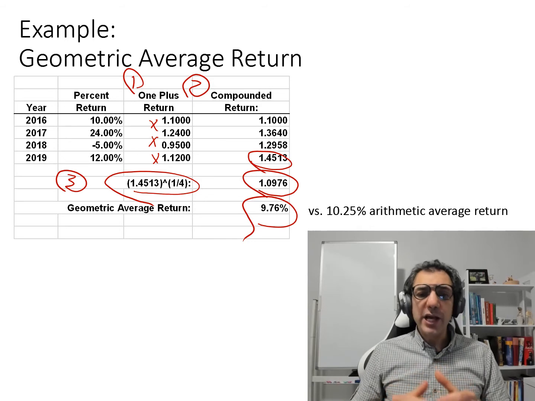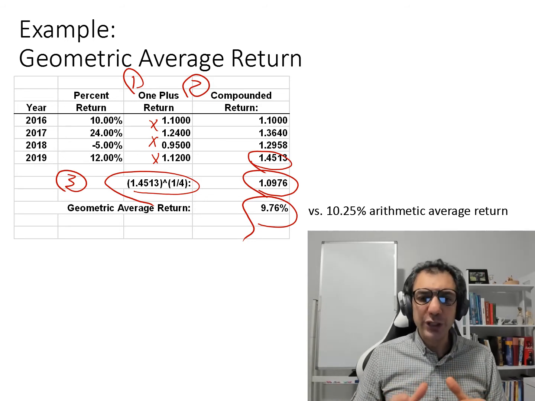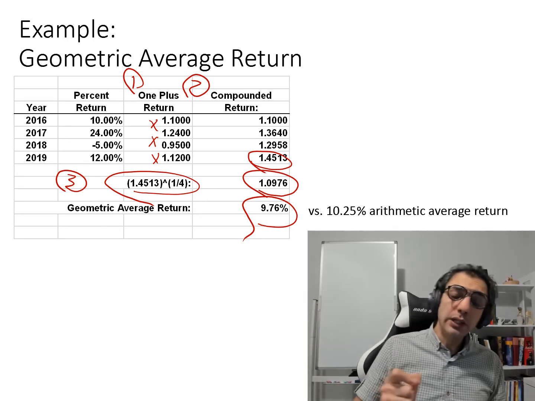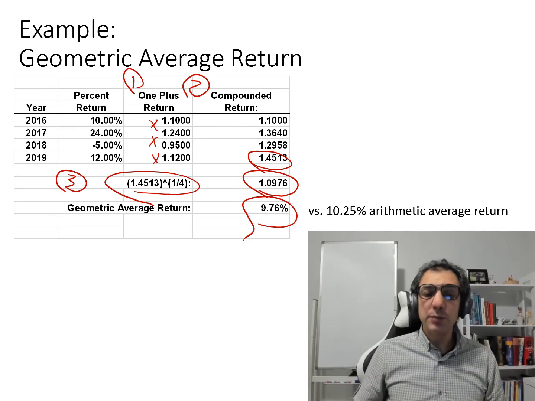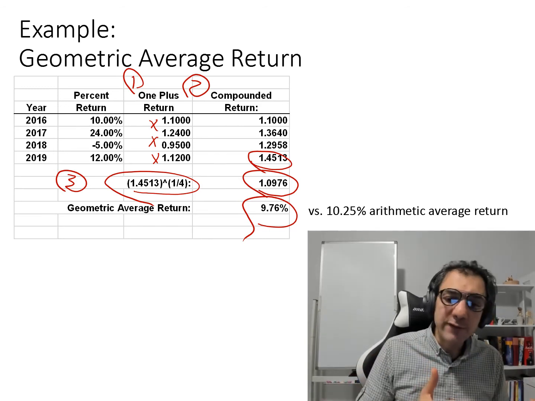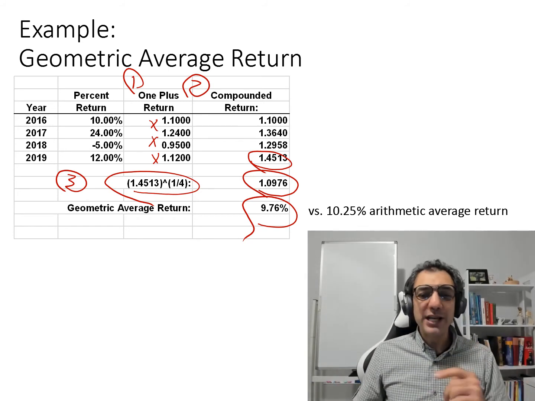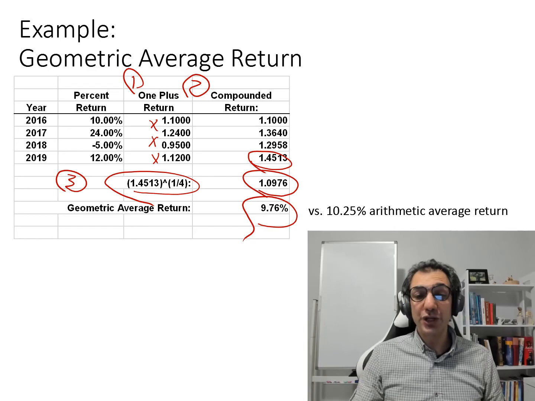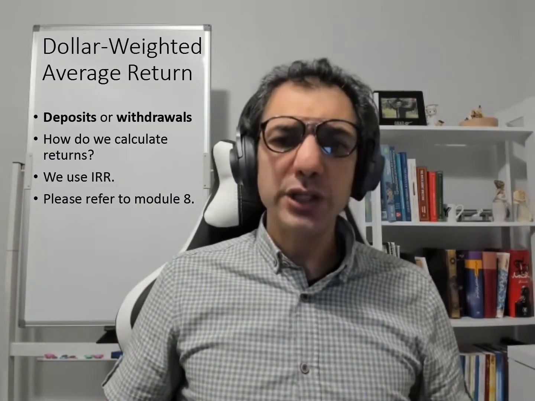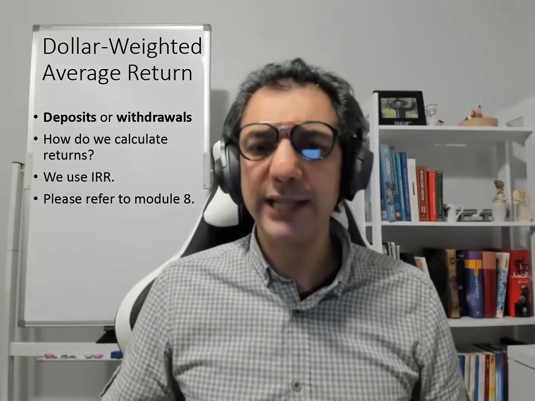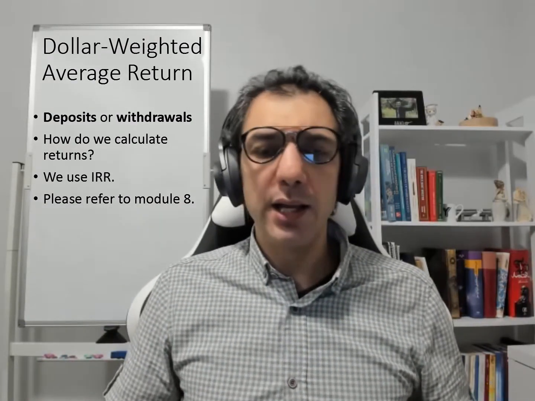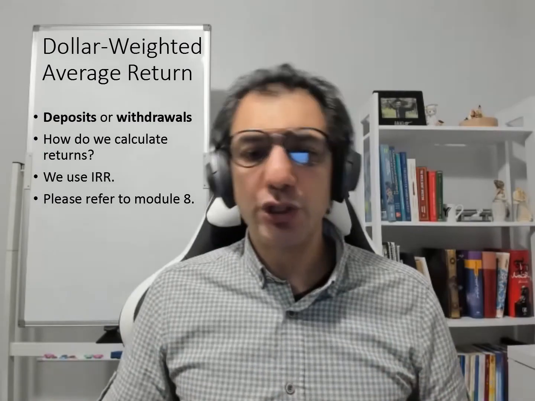However, what if you're talking about several periods? Not only do you start with some initial investment, but you might end up adding to your investment, or withdrawing from it. In this case, you cannot use geometric or arithmetic return. As I mentioned, when using the arithmetic and geometric return, the assumption is that there is just one initial investment, and based on that, we can calculate the return, either arithmetic or geometric.